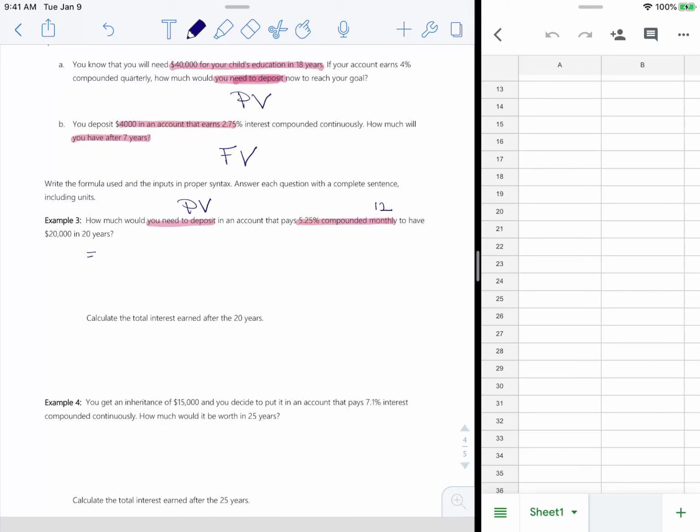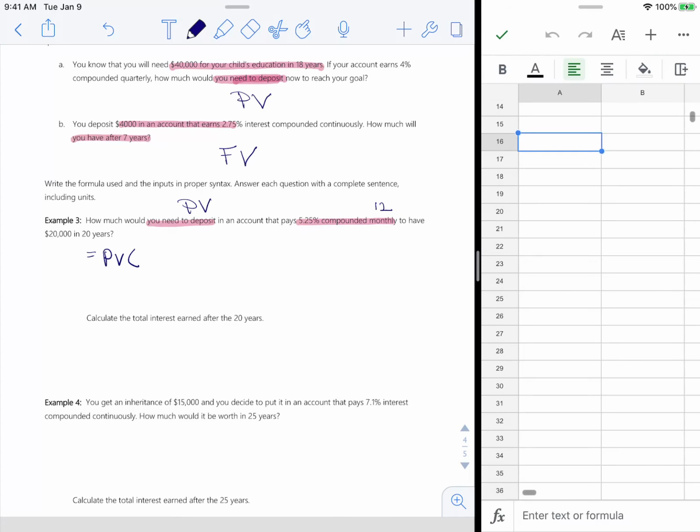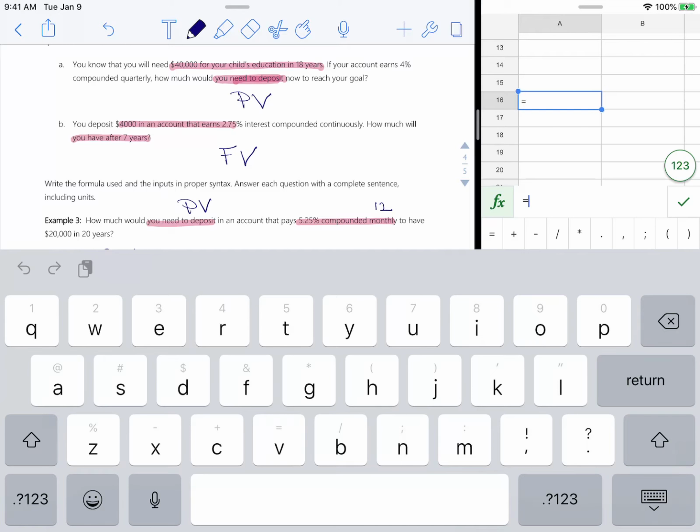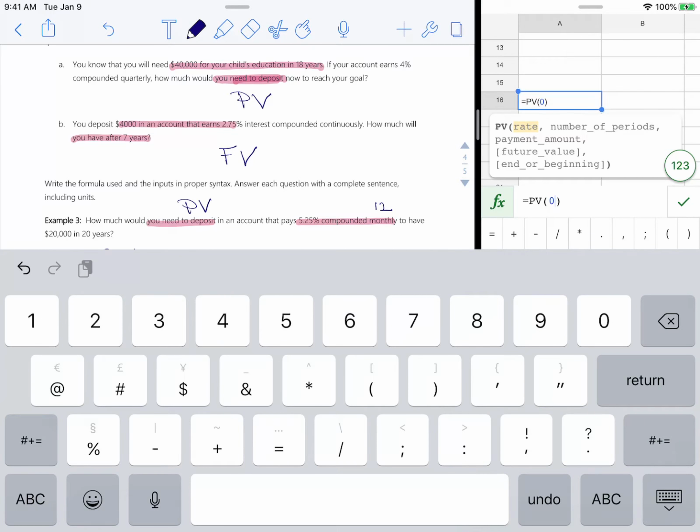So we have equals PV, and I don't know what the function's inputs are, so I'm going to rely on Google Sheets. So I'm going to put my equal sign, P, there's my function PV, so I'm going to select it. My rate is 0.0525 every 12 times a year, comma, number of periods, well, I do it 12 times in 1 year, and I'm doing it times 20 years.